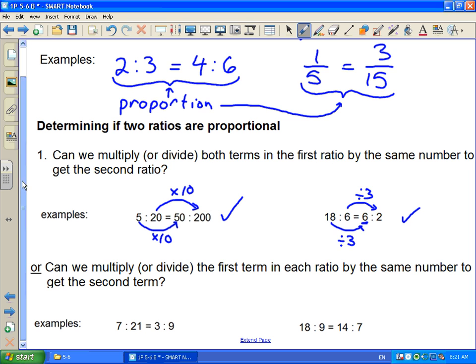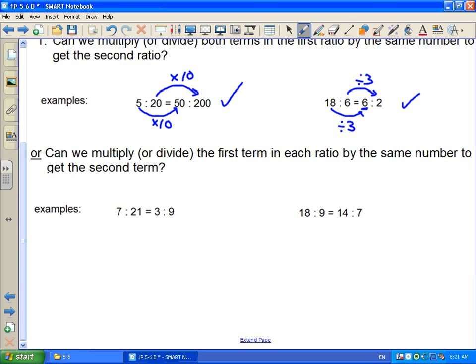The other way of thinking about this is, can we multiply or divide the first term in each ratio by the same number to get the second term in the same ratio? So if we look at this example, we've got a 7 as our first term and a 21 as our second term in the first ratio. If we take our 7 and multiply by 3, we get our 21. So the second term is 3 times the first term. Is the same thing true in our second ratio? Well, yes, it is. If we take our 3 and multiply by 3, we get 9. So this is a valid proportion.